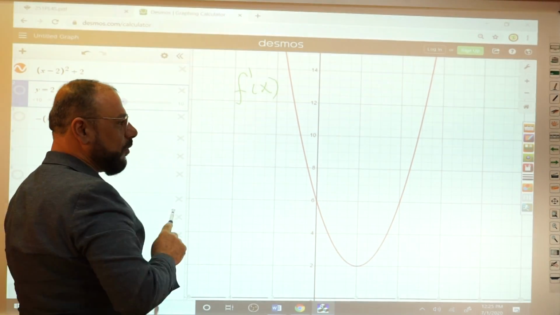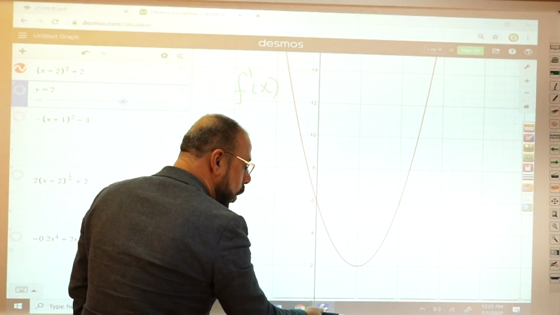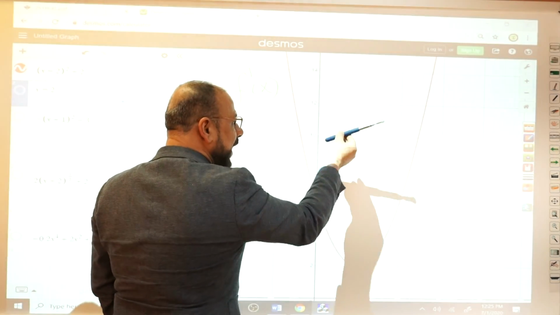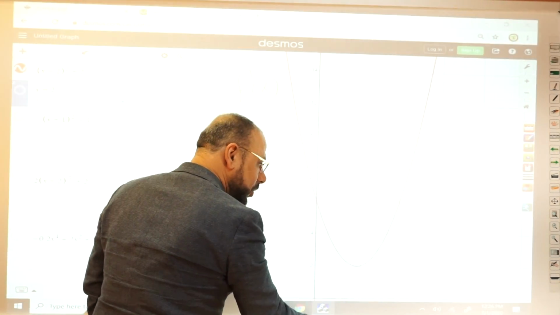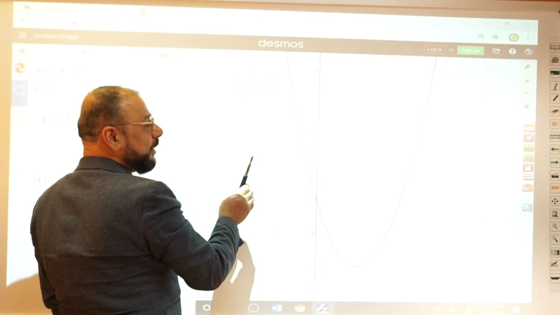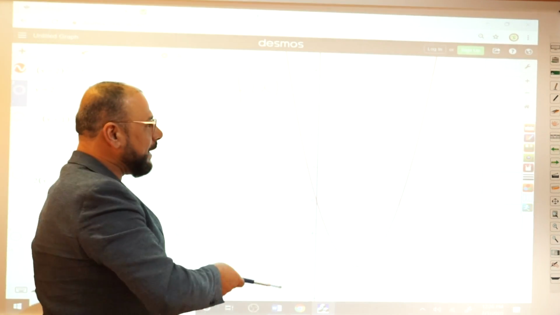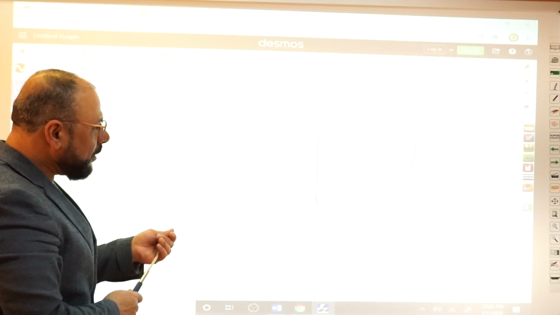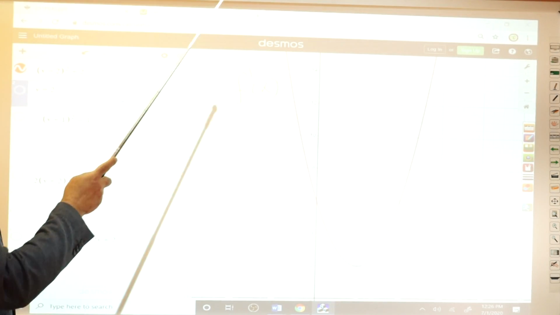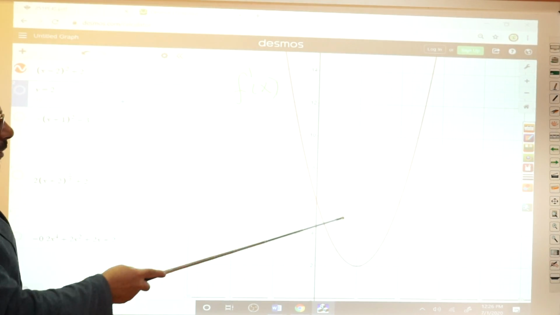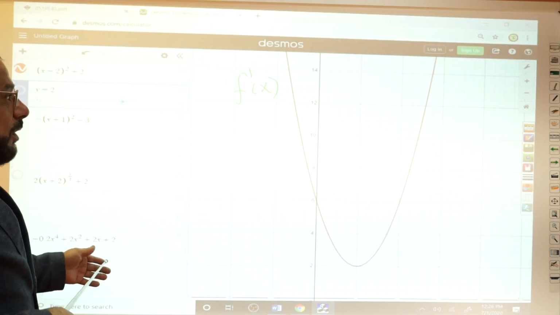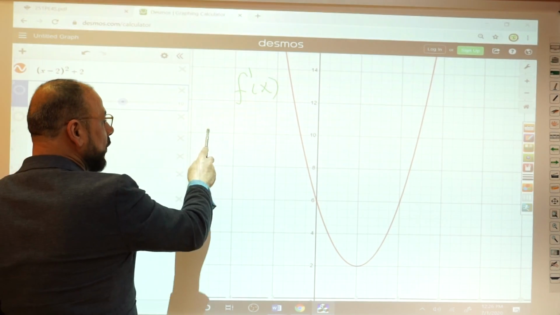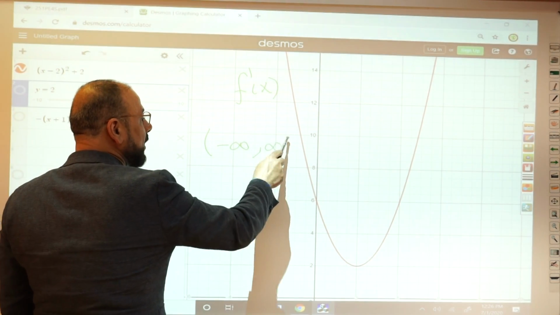F prime of x, not f of x. Since all the graph is above the x-axis, let us believe this is f prime of x. If the teacher changed his mind and in the test he told you this is f prime of x, what does this mean for you? The function is always increasing from negative infinity to positive infinity.